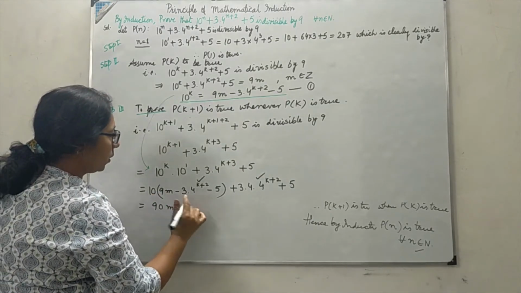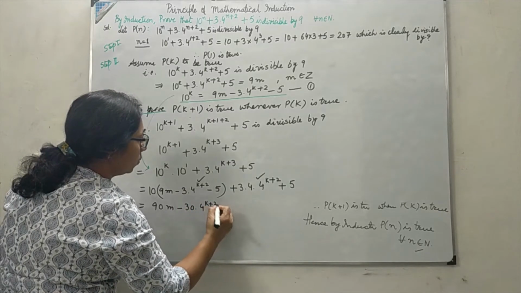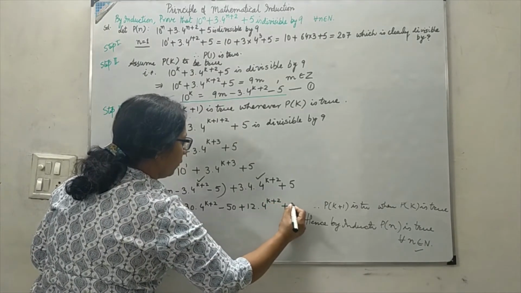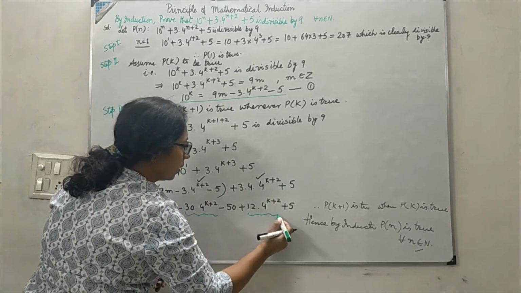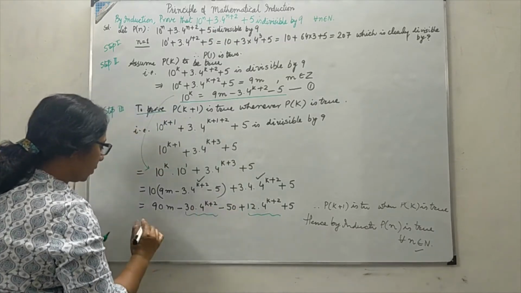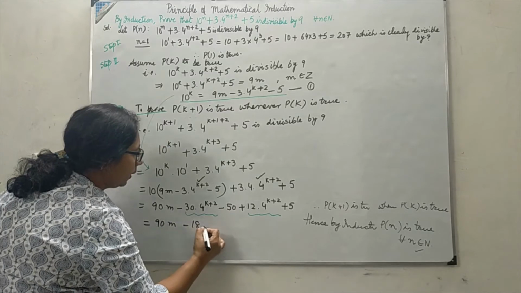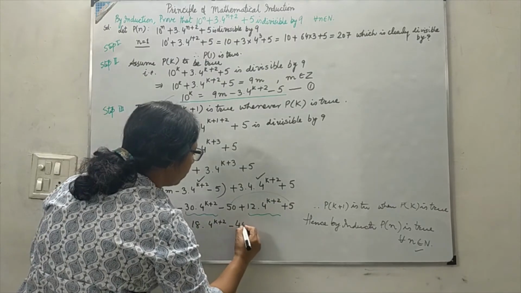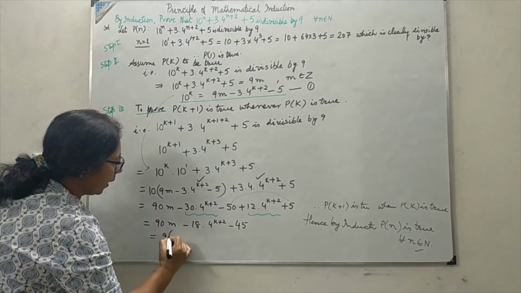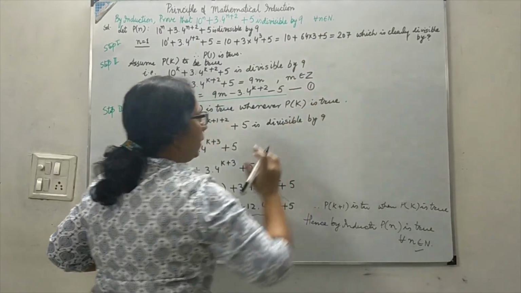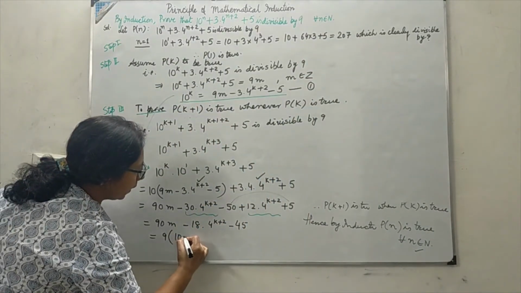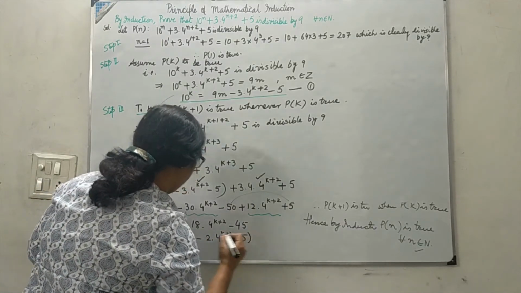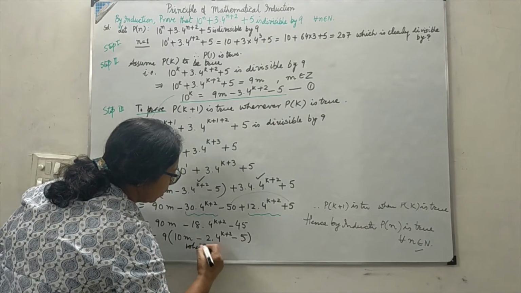90m − 10·3, that is 30·4^(k+2) − 50 + 12·4^(k+2) + 5. Now these two terms combine as −30 + 12, that is −18 times 4^(k+2), and −50 + 5, that is −45. In all these terms I can take 9 common. I want to show this is divisible by 9. Maybe there is a bigger factor, but I will take 9 common to show that this is divisible by 9, which is clearly divisible by 9. You can see.